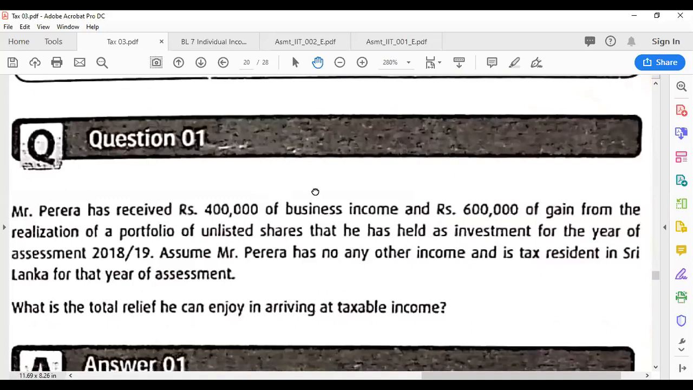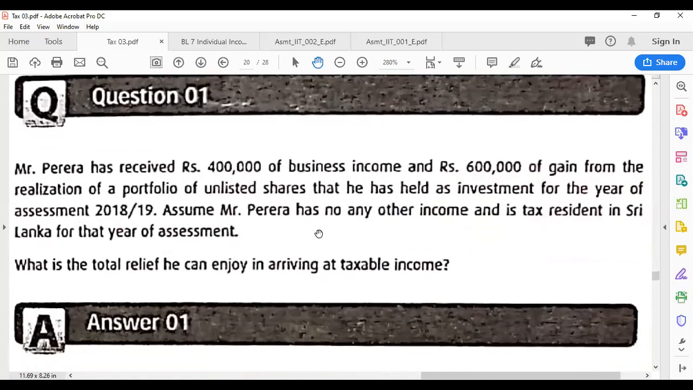Right. So now we have covered most part of the sections of the Inland Revenue Act. Now we move to some examples, right?